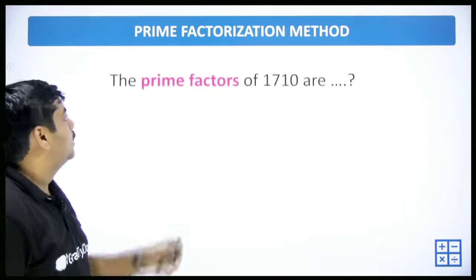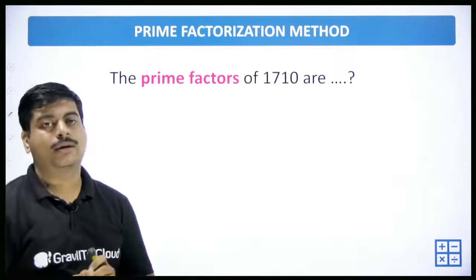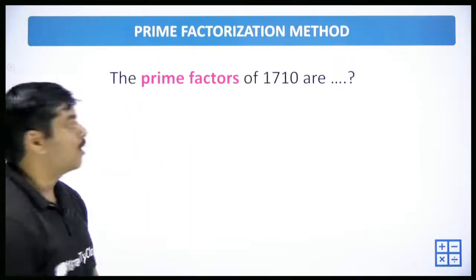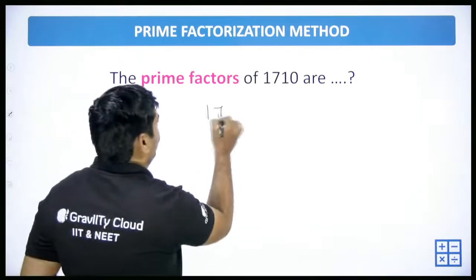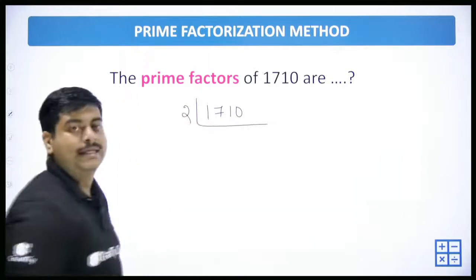Wait, one second. Yeah. The prime factors of 1710 are... The prime factors, that means we need to factorize that. Okay, 1710. Can we divide with 2? Yes, it is an even number.